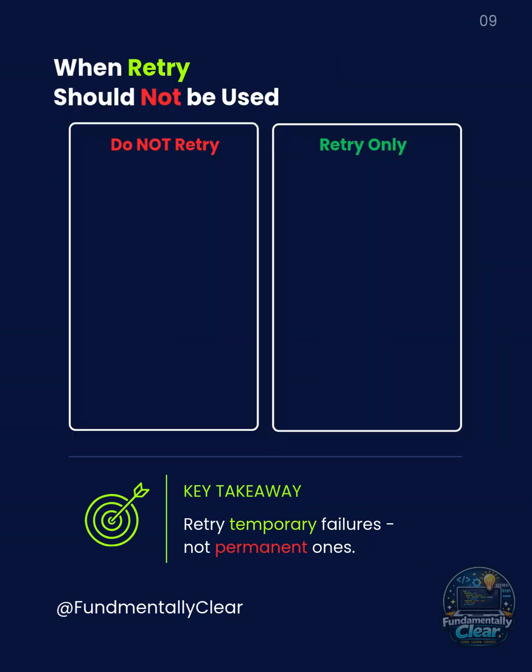Now, a critical mistake I see architects make. They add retry everywhere, and that breaks things. Do not retry authentication failures. Wrong credentials won't fix themselves on attempt 3. Do not retry validation errors. A bad request is still a bad request after 10 retries. Do not retry business logic failures. If a user has insufficient funds, retrying won't create money.